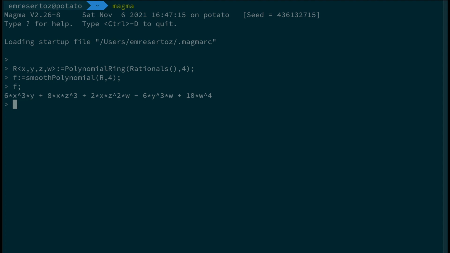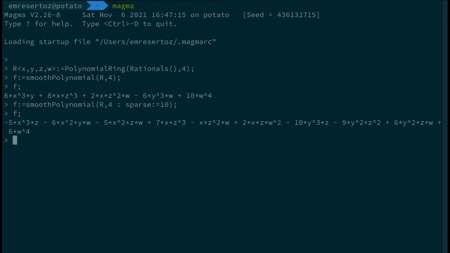You see, smooth polynomial gives me something sparse and I can modify it. I can increase the number of monomials by editing this sparse variable, the sparse parameter. We talked about how to define functions with parameters. I encourage you to write your own polynomial generating function like this one. What's important is that the surface corresponding to f is always smooth.